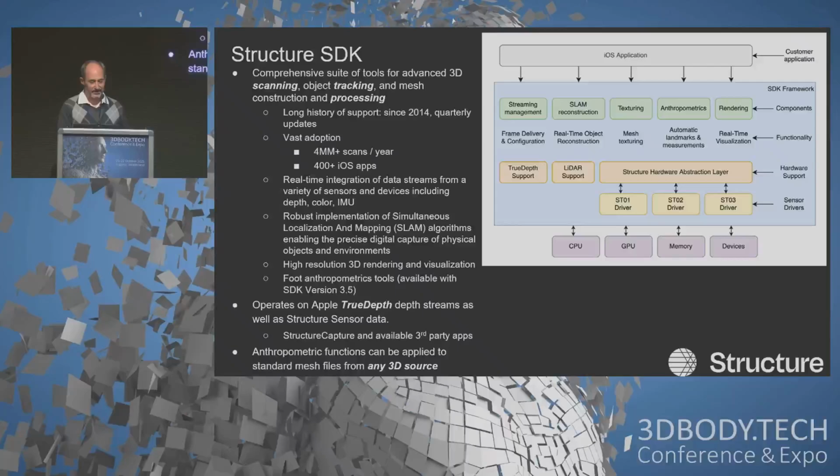The Structure SDK. That's a comprehensive suite of tools for advanced 3D scanning and object tracking, mesh reconstruction and processing. So it's something that makes it easy for almost any developer to create an iOS app and provide it with 3D reconstruction automatically. We have more than 4 million scans performed per year using that SDK, and more than 400 iOS apps available to date. It supports multiple sensors, not only the Structure Sensor 1, 2, and 3, but also Apple's TrueDepth and LiDAR sensors. Starting with SDK 3.5, it also has foot anthropometrics available in the SDK.